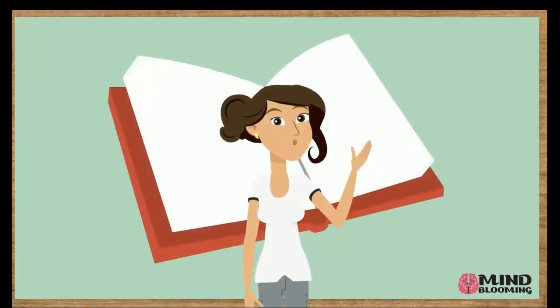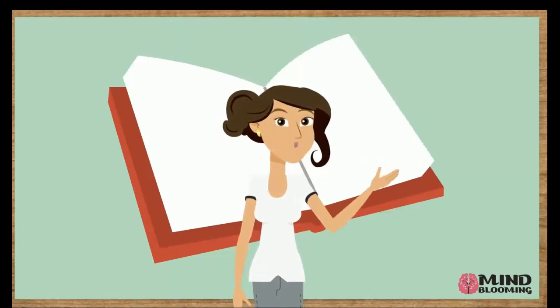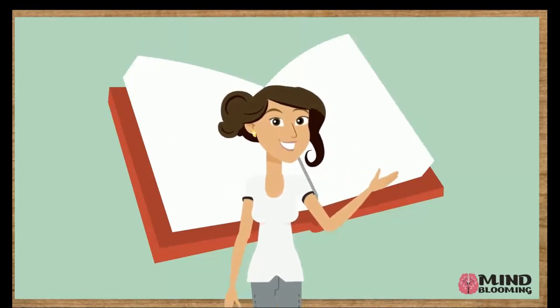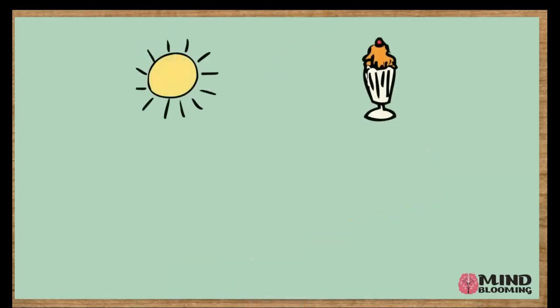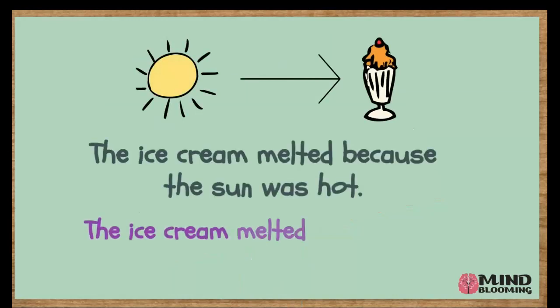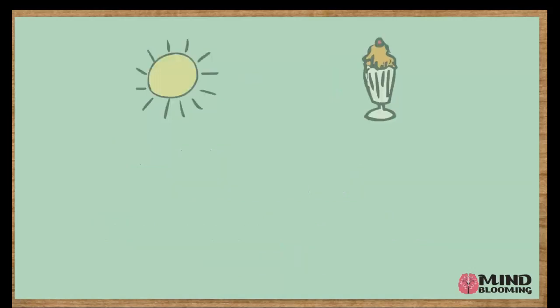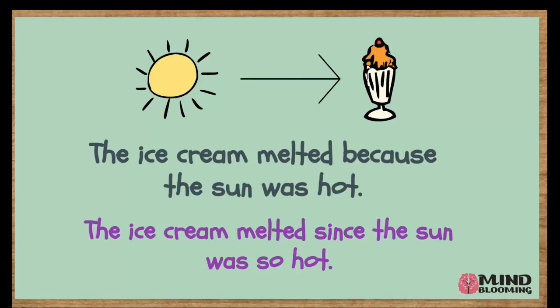Just like many things in English, authors use many keywords to show a cause and effect relationship. Let's take a look at some examples. The ice cream melted because the sun was hot. The ice cream melted since the sun was so hot. In these two examples, the effect was written first, which is the ice cream melting. But because of two keywords like because and since, I was able to show the cause, which is the sun being very hot.